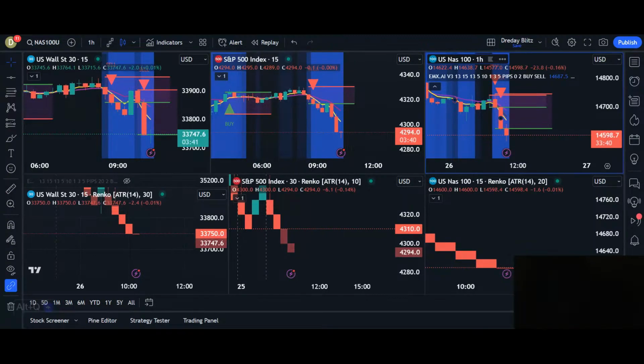And like I said, you're able to set up multiple signals here. So you could save one signal, and then let's say for 1 hour, and you could get signals for the 15 minutes on the same chart.